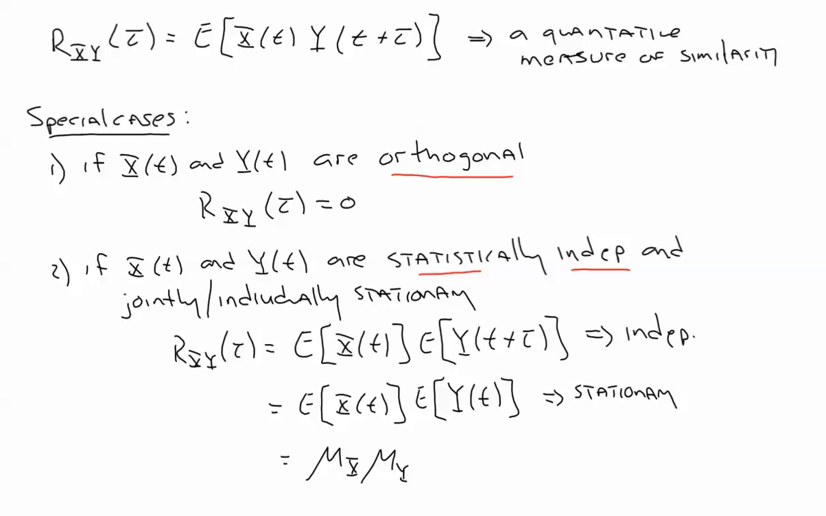All right. Some properties of autocorrelation, or excuse me, cross correlation. Properties. 1.